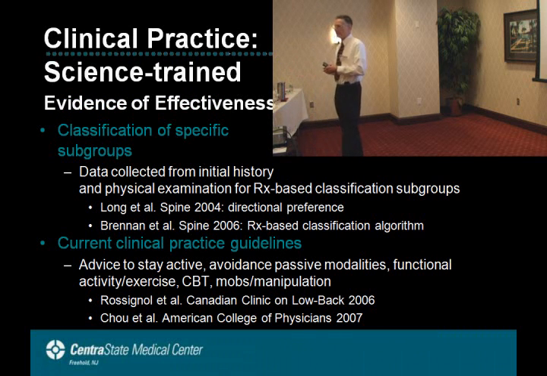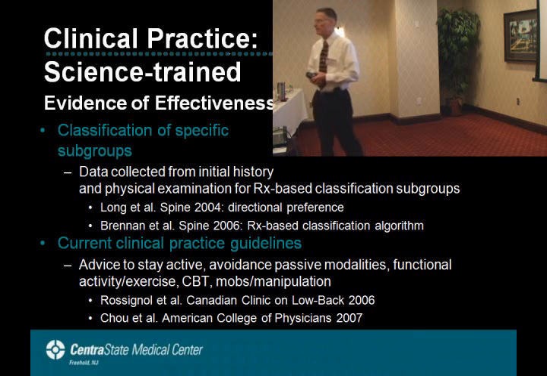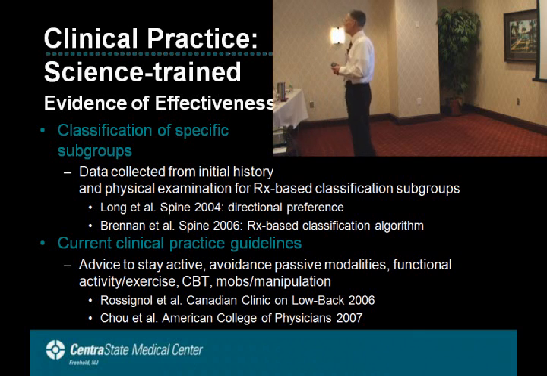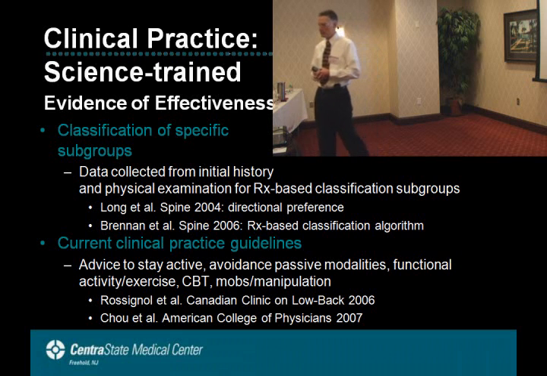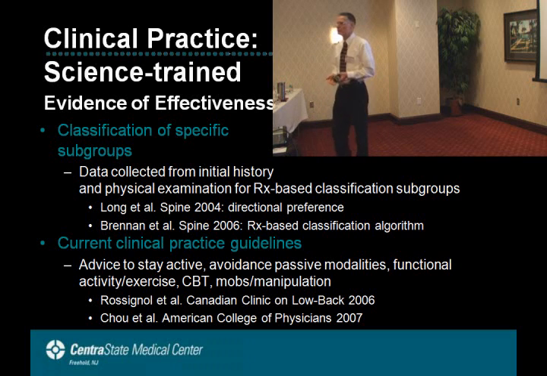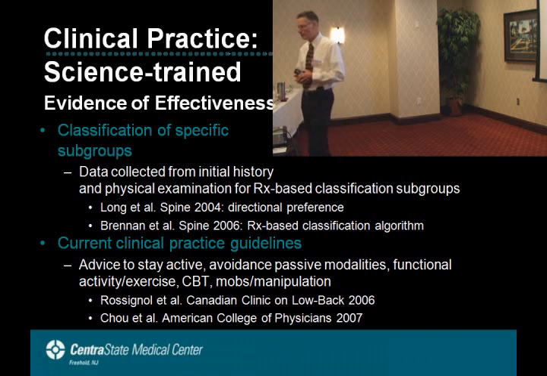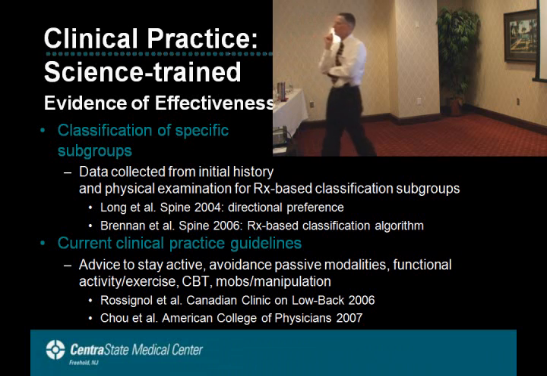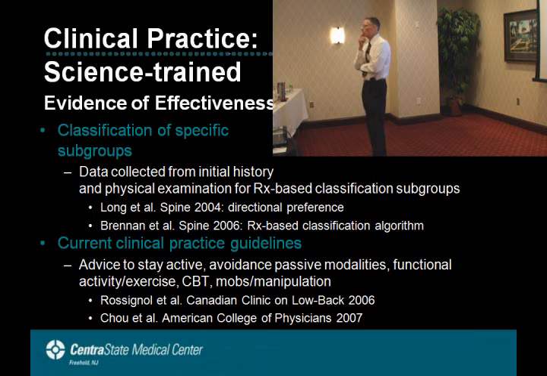Evidence of effectiveness, again, I've already mentioned. I have an interest in classification of specific subgroups. And that's basically using your physical examination data, patient subjective history, collecting a cluster of signs and symptoms, making a classification to help direct treatment. Is there evidence out there? Sure, there's lots of it. Childs is one, 2004 Spine. We have Brennan, Spine of 2006, and I can go on and on and on. But what's curious is, well, you know what?